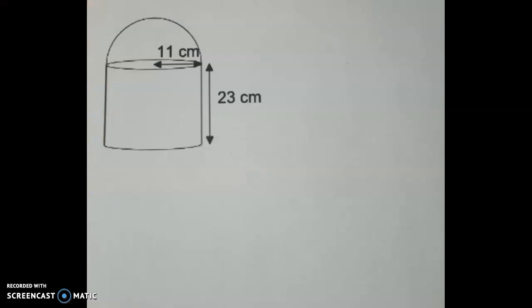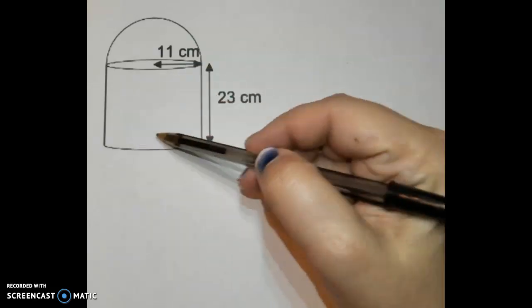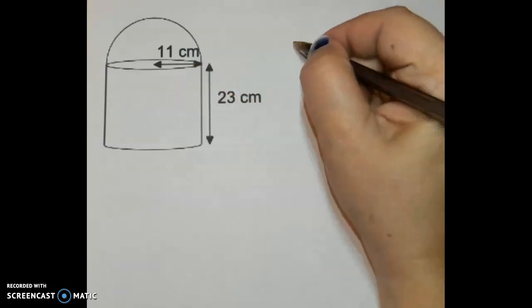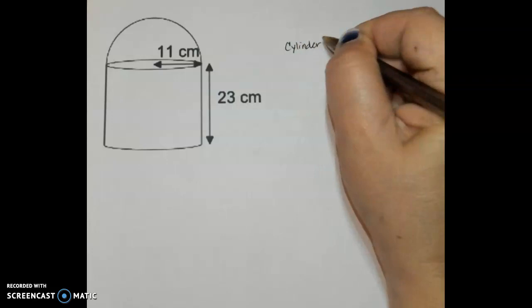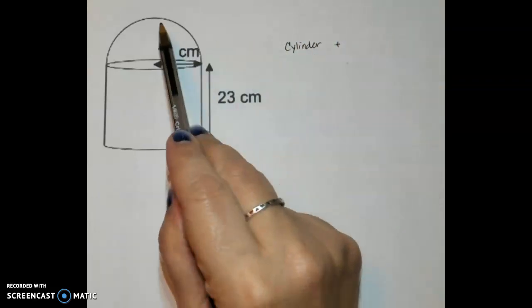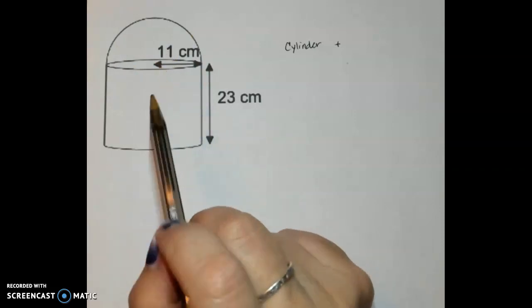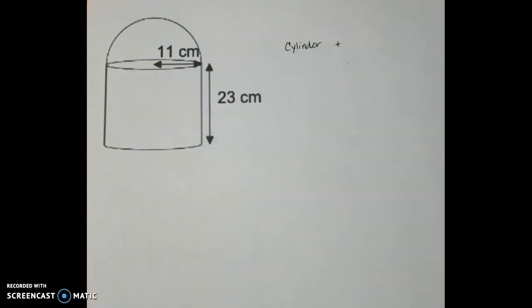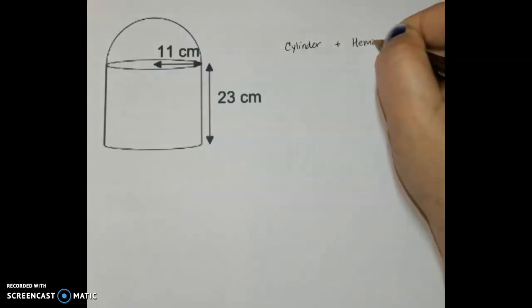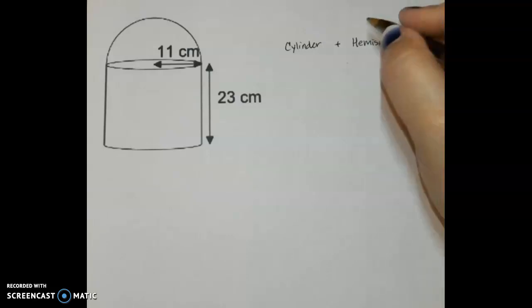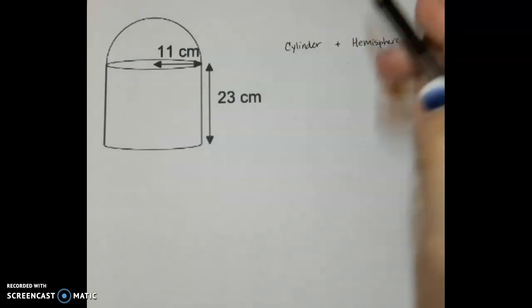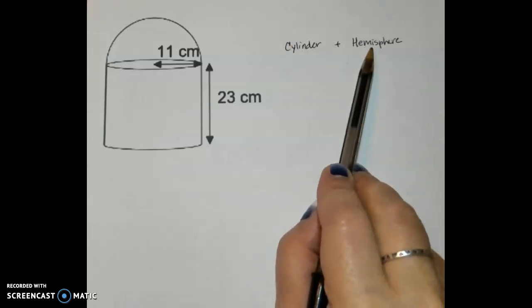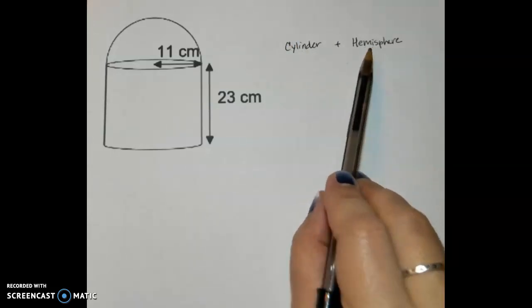Okay, we are going to dive right into an example. This composite figure looks like it is made up of a cylinder. So this portion is a cylinder added to this hemisphere. A hemisphere is the name of a sphere that is divided in half. So we're going to find the total volume by calculating the volume of the cylinder and adding it to the volume of the hemisphere.